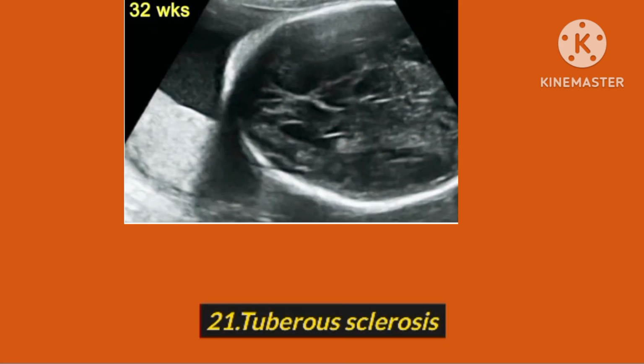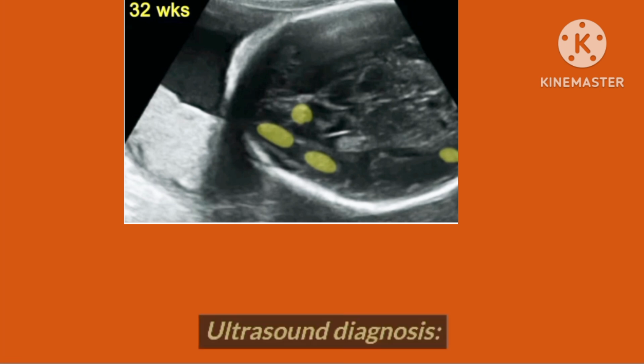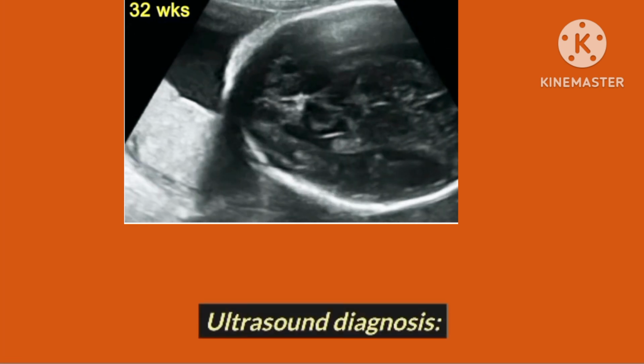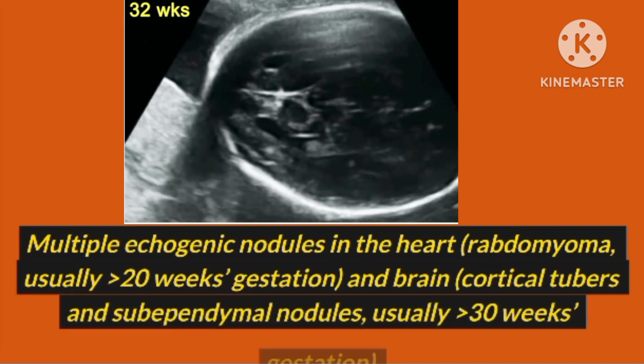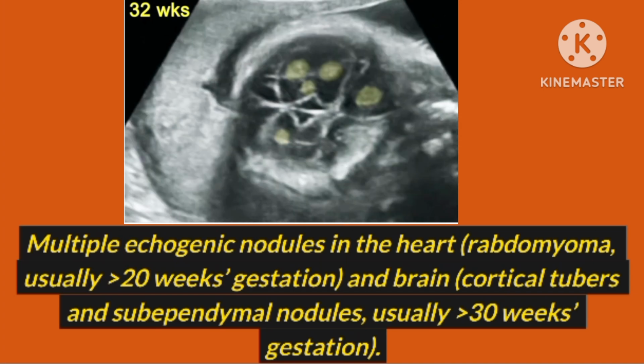Number 21, tuberous sclerosis. Ultrasound diagnosis. Multiple echogenic nodules in the heart, rhabdomyoma, usually greater than 20 weeks gestation, and brain, cortical tubers and subependymal nodules, usually greater than 30 weeks gestation.